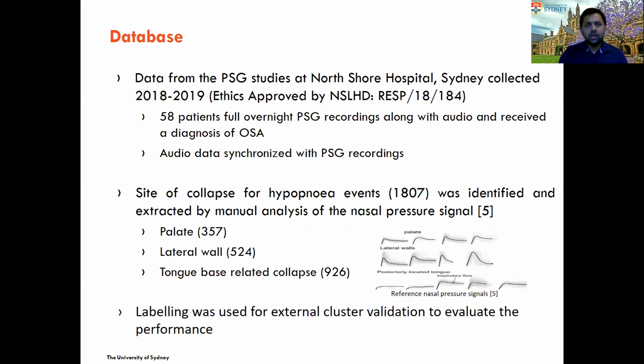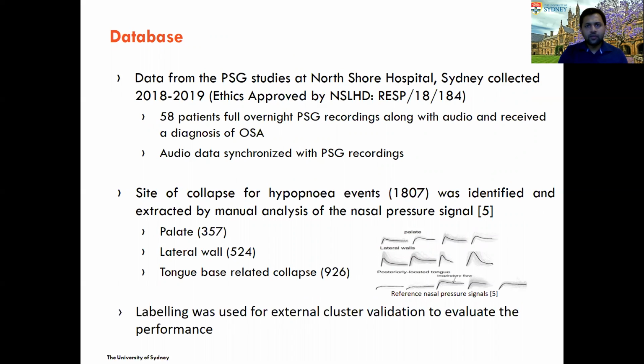Our subject population includes 58 patients who attended a full night sleep study using PSG at Royal North Shore Hospital, Sydney, and received a diagnosis of OSA. The patients' respiratory sound signals were recorded simultaneously with PSG data using a microphone, which was placed on the ceiling about 1.5 meters above the patient's bed.